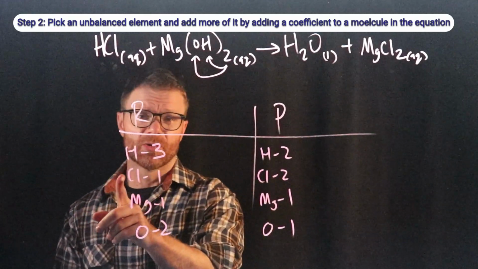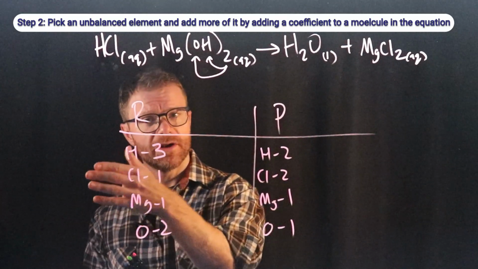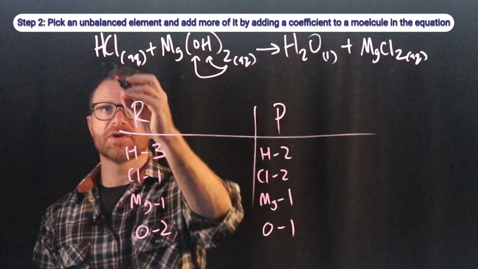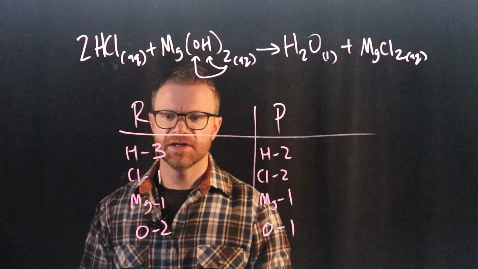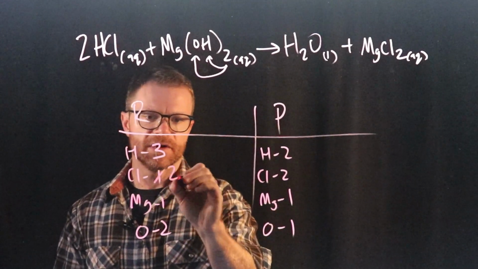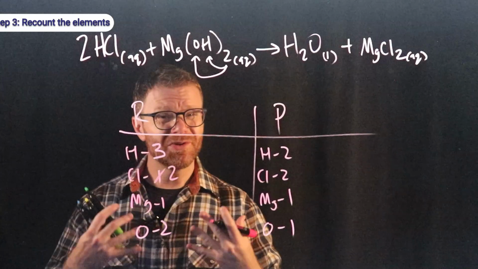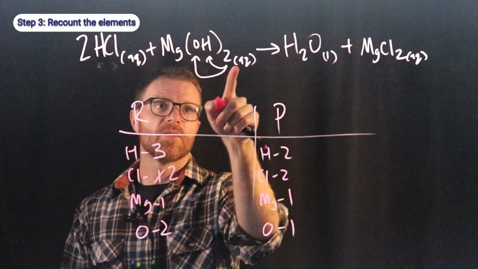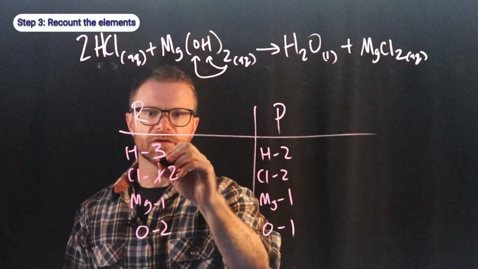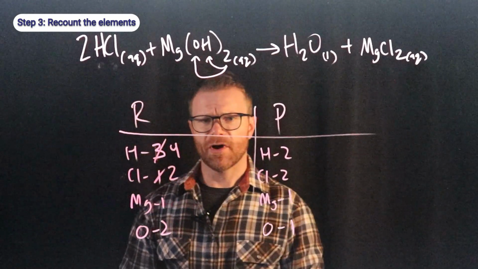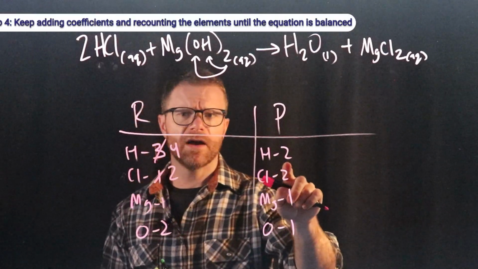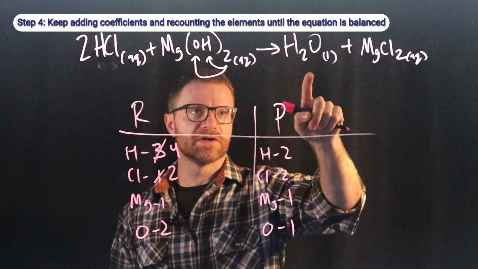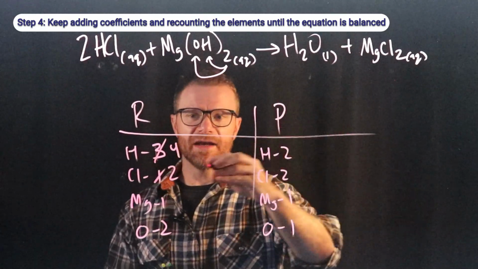So let's start with our chlorines. I've got 1 chlorine here in my reactants, 2 in the products. So it should be pretty easy if I just put a 2 in front of that HCl. I now have 2 chlorines, which are balanced, but I also increased my number of hydrogens. So I now have 2 hydrogens here, plus 2 hydrogens here, for a total of 4 hydrogens in my reactants. I only have 2 hydrogens in my products, and I need to get 4.